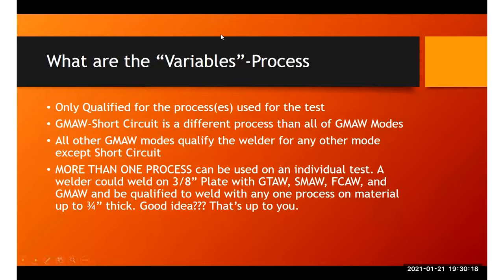The bottom one is something that some folks may not be aware of, or they don't take advantage of. More than one process can be used on a welder performance qualification test. AWS D1.1 does not have a variable for what's called deposited weld metal thickness, how much weld metal you put in a joint. The only thickness requirement in D1.1 for performance qualification is related to how thick the coupon was. So based on the rules in D1.1, I can take a 3/8 of an inch thick plate and put a pass of TIG, stick, flux core, and MIG, and boom, I'm qualified to weld up to 3/4 of an inch with any one of those processes by itself.